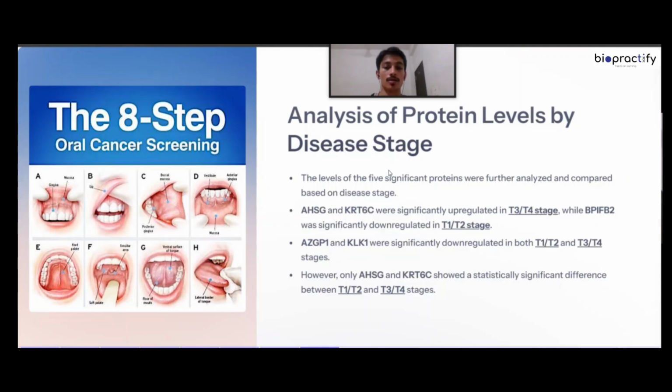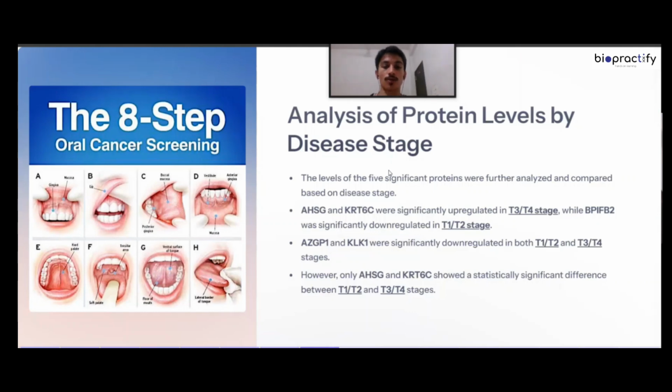AHSG and KRT6C were significantly upregulated in T3 and T4 stage, while BPIFB2 was significantly downregulated in T1 and T2 stage. AZGP1, mind you, and BPIFB2 were also part of the downregulated proteins. So basically, in T1 and T2 stage, BPIFB2 was seen as significantly downregulated, wherein AHSG and KRT6C were significantly upregulated. Their presence was seen in much more amount in T3 and T4 stage.